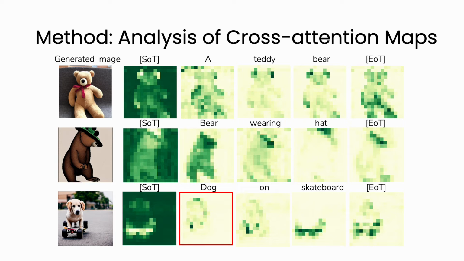Inspired by previous work, we found that the cross-attention maps reveal strong spatial information of the generated images. For example, the cross-attention map of the word dog shows the basic layout of the dog. Therefore, we have the idea to control the layout of the generated images by manipulating the cross-attention map.